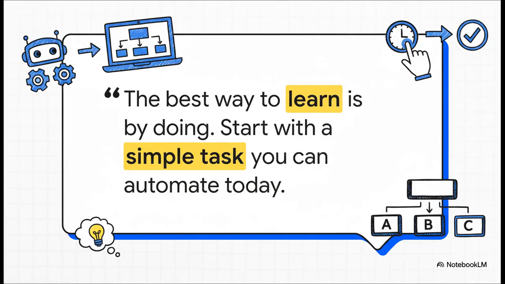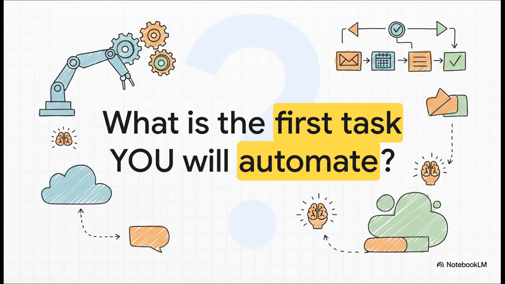And that leads to maybe the most important thought of all. You can't just think your way through this. The absolute best way to learn is by doing. So go find one small, annoying, repetitive task in your day and make that your first target. So I'll leave you with this question. Forget about the big, complex, earth-shattering ideas for just a minute. Look at your own computer screen, your own daily workflow, and just ask yourself, what's the first simple task that you are going to automate?